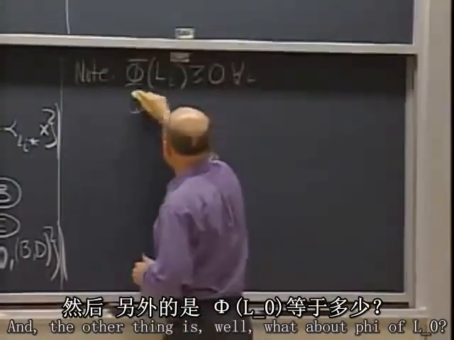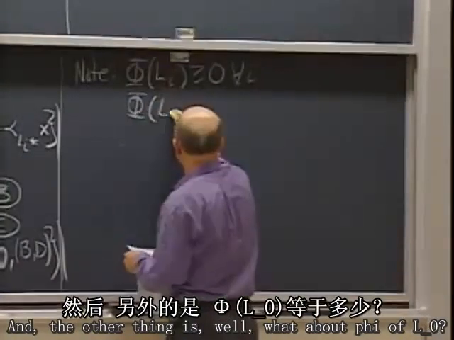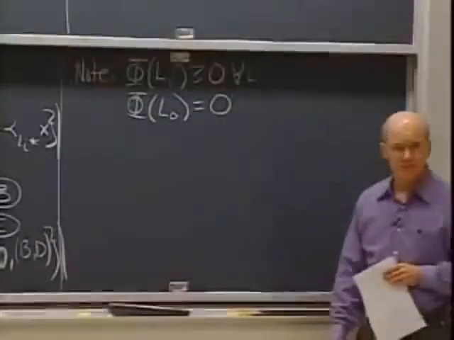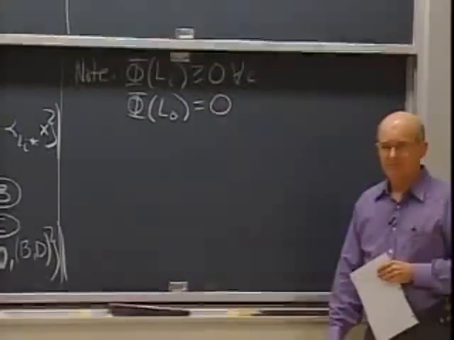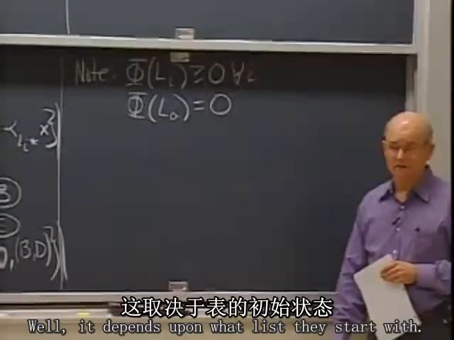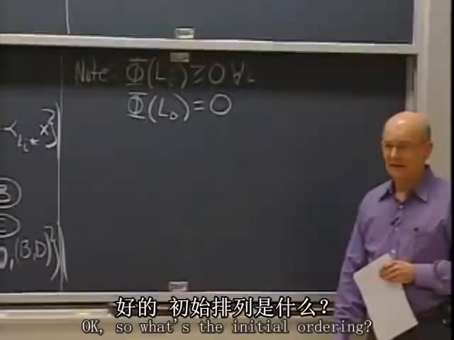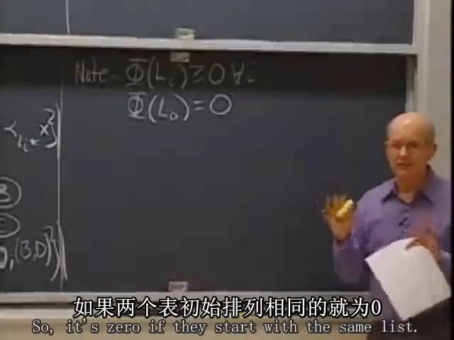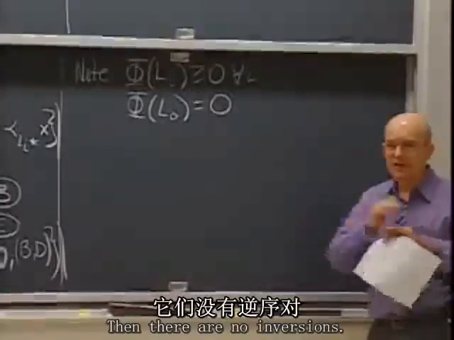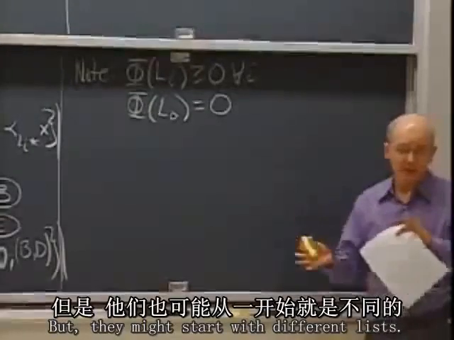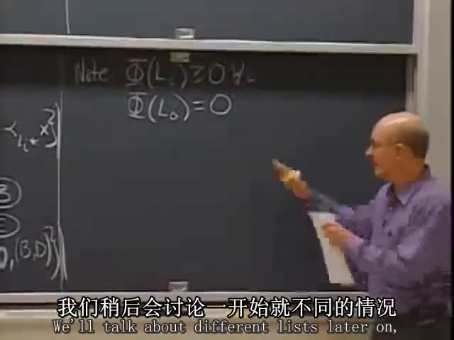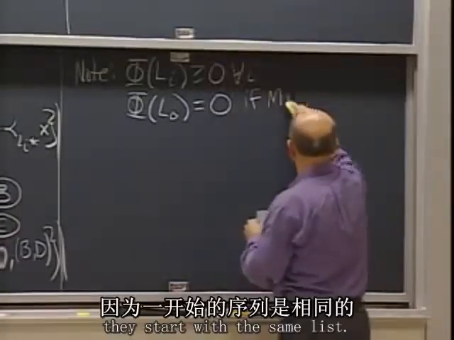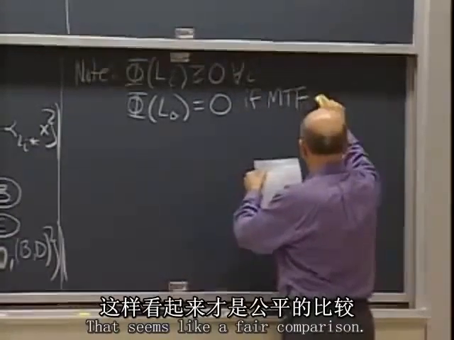And the other thing is, well, what about phi of L0? Is that equal to 0? Well, it depends upon what list they start with. So, what's the initial ordering? It's 0 if they start with the same list. Then there are no inversions. But they might start with different lists. We'll talk about different lists later on. But let's say for now that it's 0 because they start with the same list. That seems like a fair comparison.